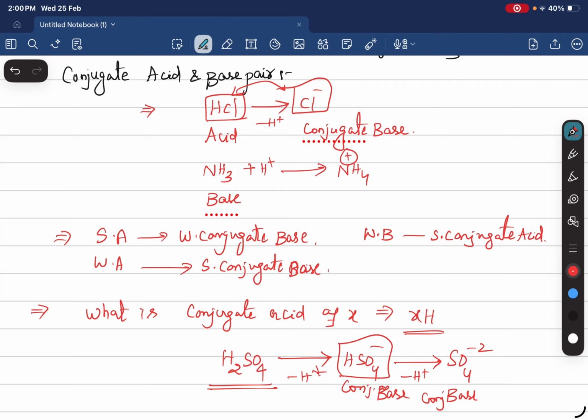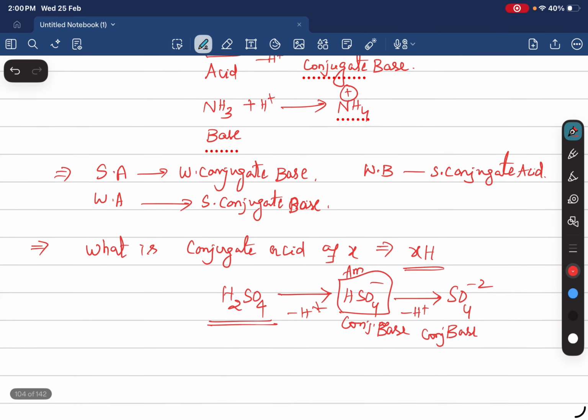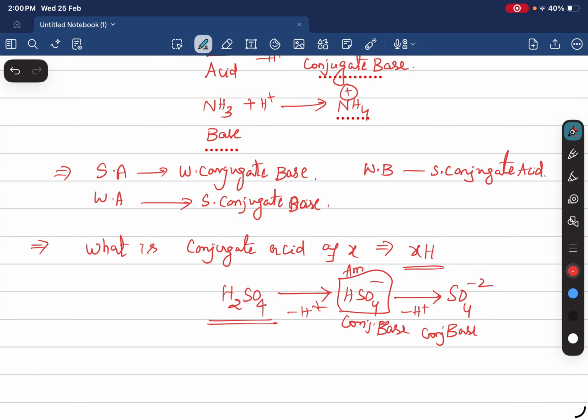So this is called an amphoteric species. It behaves both as an acid as well as a base. So what we have to do: if they ask for the conjugate acid of anything, we have to add H plus. If they ask for the conjugate base of something, we have to subtract H plus from that. So that is how we can write it.